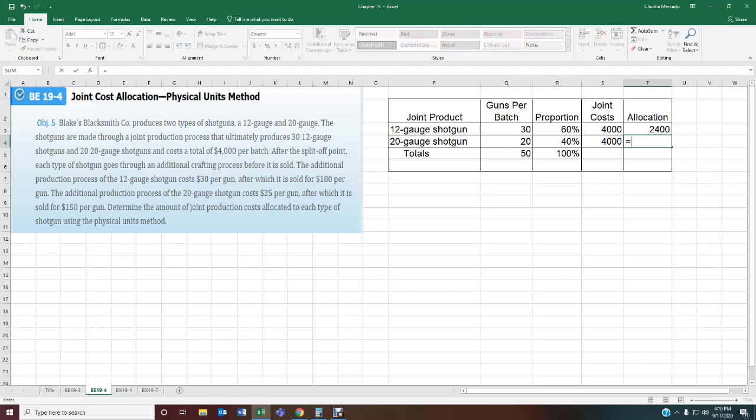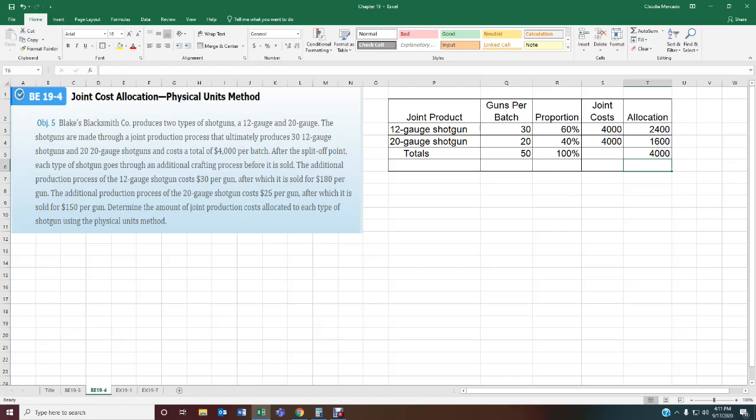Okay, I'm going to do the same thing. I spend $4,000 in my batch, and my 20 gauge shotgun represents 40% of my production. So in this one batch of 50 guns, I spend $4,000, and I'm going to allocate $2,400 to my 12 gauge, and $1,600 to my 20 gauge. I did this allocation based on the production of my guns. I produce more 12 gauge than 20 gauge, so the 12 gauge are going to have a higher cost allocation.